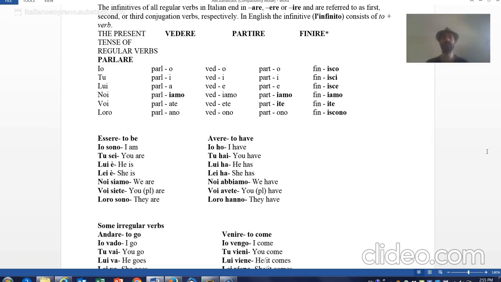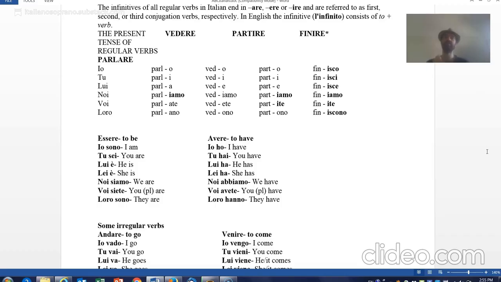We are told about verbs. So, regular verbs in the present tense. Here I put a small table to understand this. You find 4 columns, starting from the left, going to the right. We have, for example, parlare, to speak; vedere, to see; partire, to leave; finire, to finish.